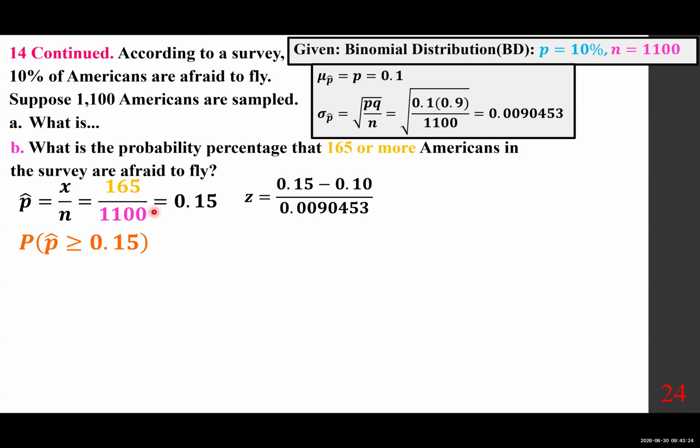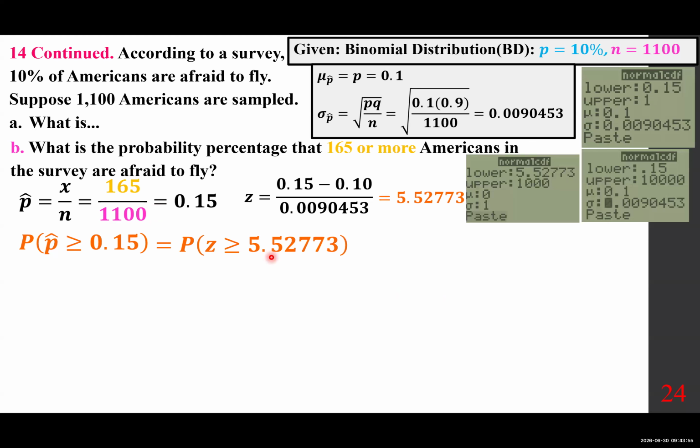Okay. Using, of course, p hat minus p over the sigma of p hat. So probability of z larger than that is definitely 0 or very close to 0. Remember, from the mean, 3 standard deviations away on the left and right covers everything. So if it's 3 standard deviations on the right and it continues, this is way more than 3. That covers nothing. So lower is 0.15, upper is 1, mu is 0.1, sigma is this, paste it.